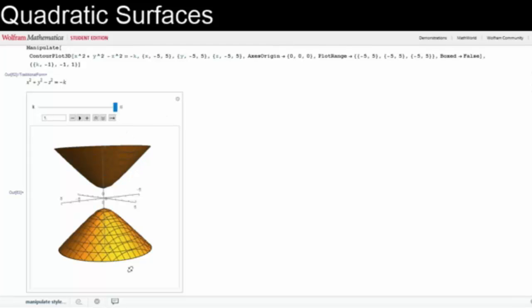There we go. Right. So you can kind of see that what happens here is you start with a hyperboloid of one sheet, and the neck just kind of pinches all the way down to a point and then breaks. And that's kind of the evolution from one to the other.